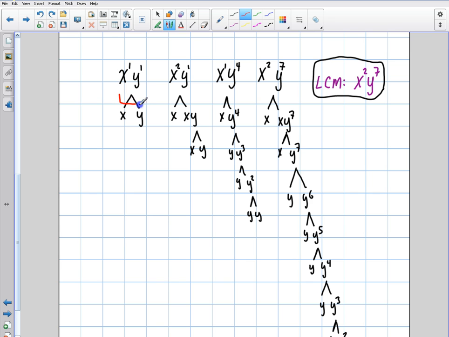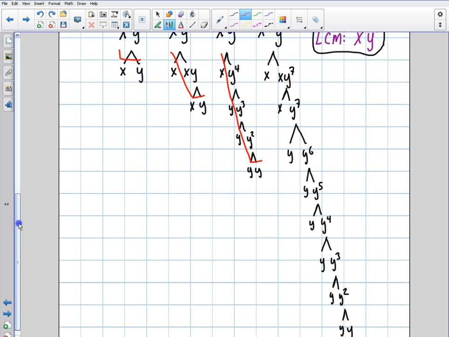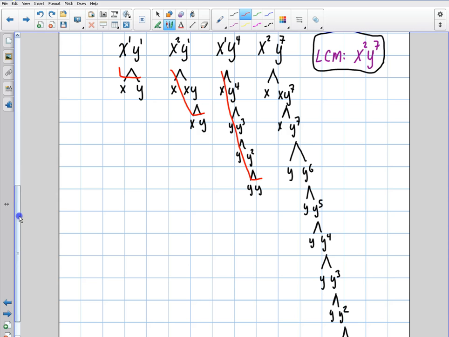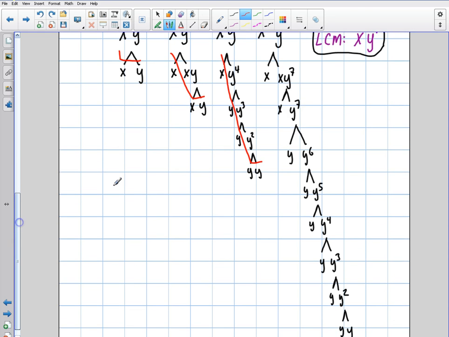So here are my prime factors, x and y. My prime factors here are x and y. My prime factors here are x, y, y, and y. And if we go down here, I should have 2 x's and I should have 7 y's. So let me just scroll down here. So here are my first x, my second x, first y, second y, third y, fourth y, fifth y, 6 y, 7 y.